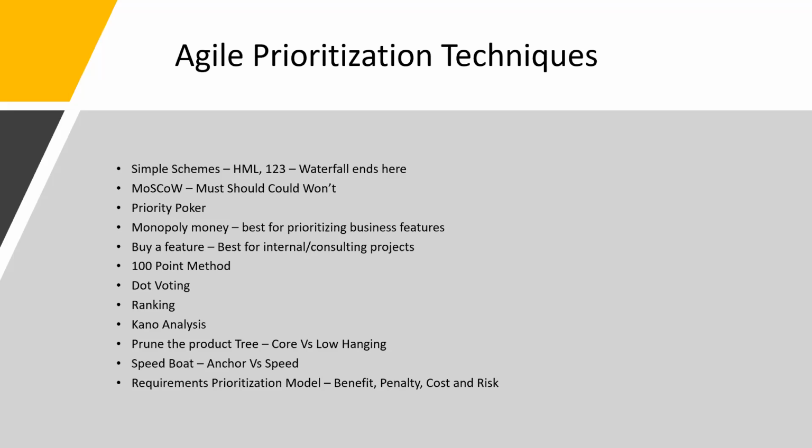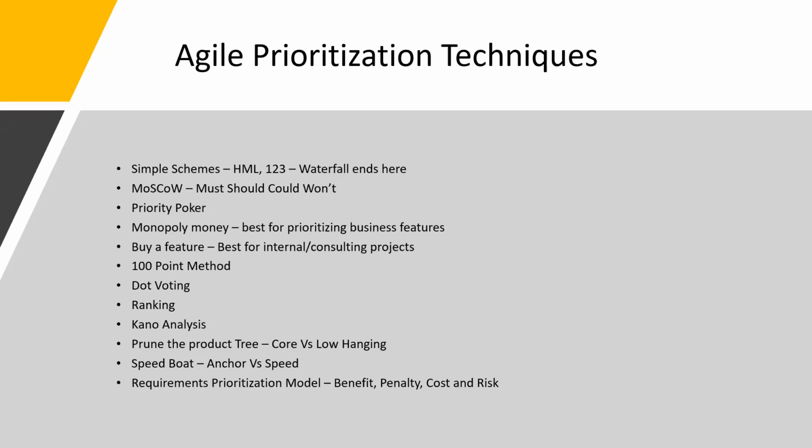agility, maybe. In this case, just go through each of them, and then you can make a decision or pick up for your own organization or in your own project. First one is simple schemes. Simple schemes is high priority, medium priority, low priority, or ranking the use cases or business features which need to develop, like 1, 2, 3, 4, 5, 6, 7, 8, 9, 10. So that's priority ranking.